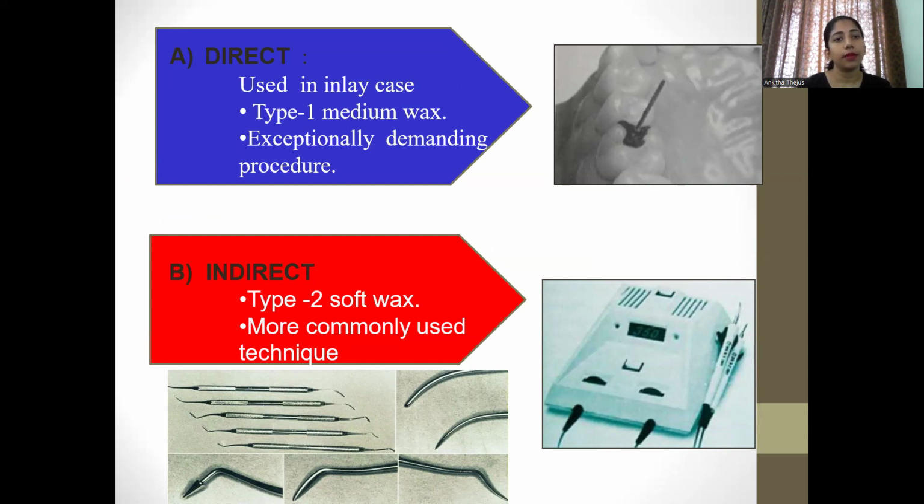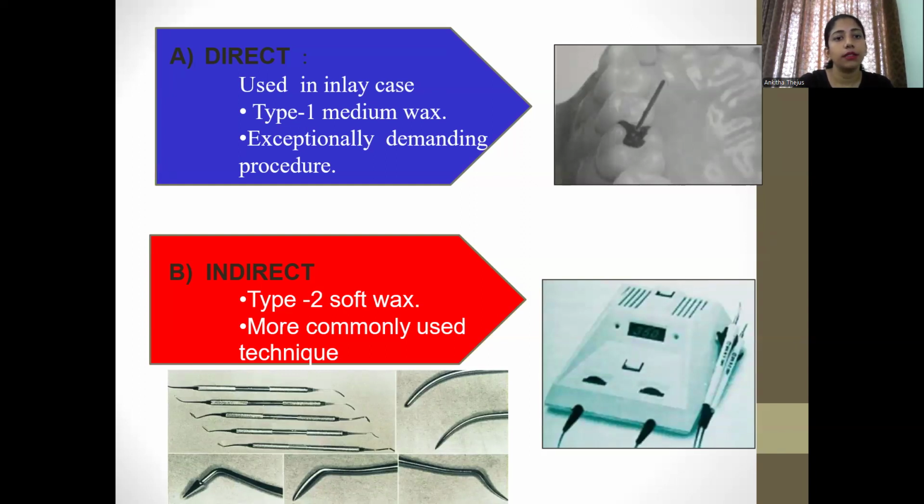In the direct method, we usually do the wax pattern fabrication in the patient's mouth itself. The wax which we use is mouth temperature wax, or type 1 medium wax. This method is usually used in the case of inlay wax pattern fabrication.